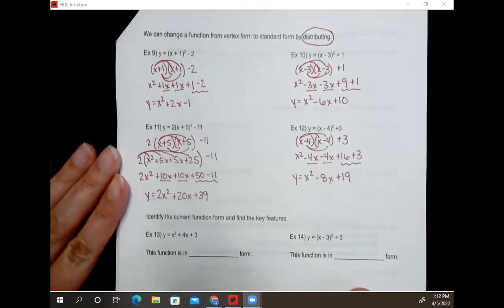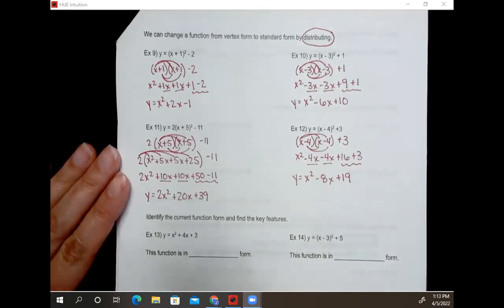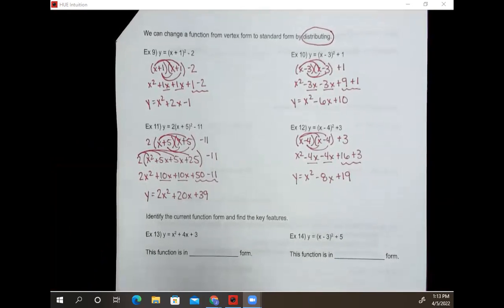Okay, so the last thing that we're going to do today is really similar to some questions that you saw on the Unit 8 test. On the Unit 8 test and on the Unit 8 quiz, I gave you a function and then I asked you for 2 different pieces of information about it. One of them you could get from the form the function was already in. One of them you had to change it to another form. Okay, so we're going to see that here.